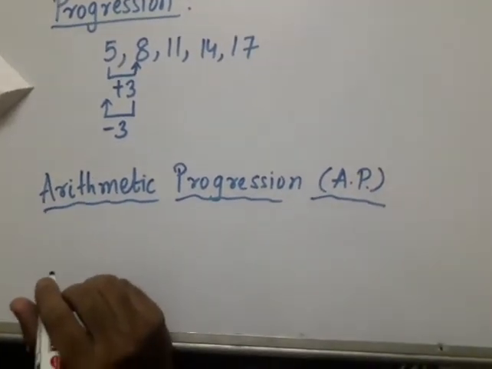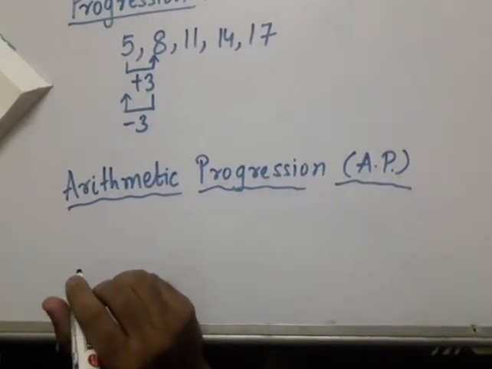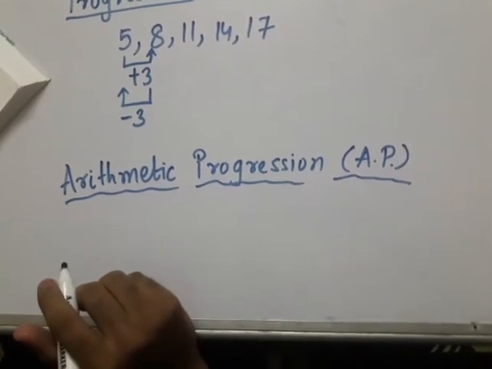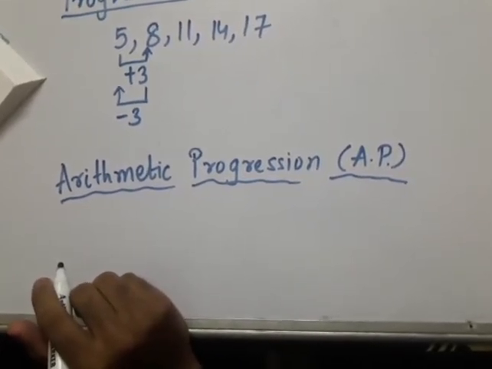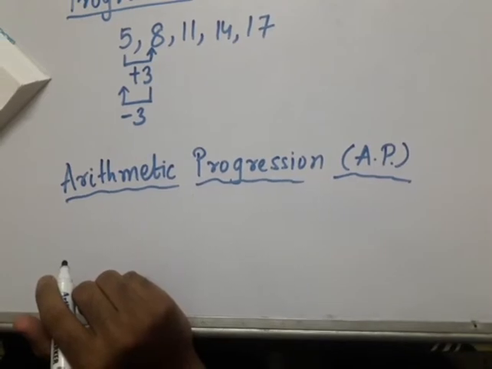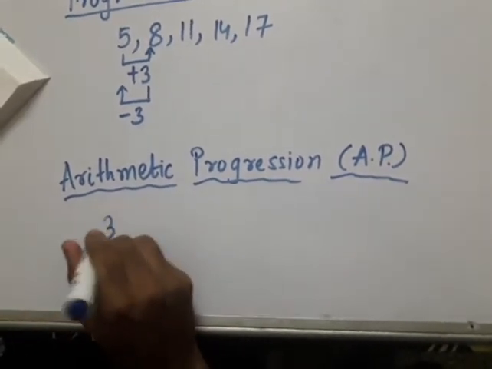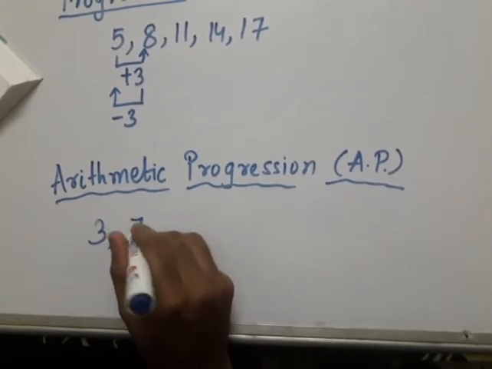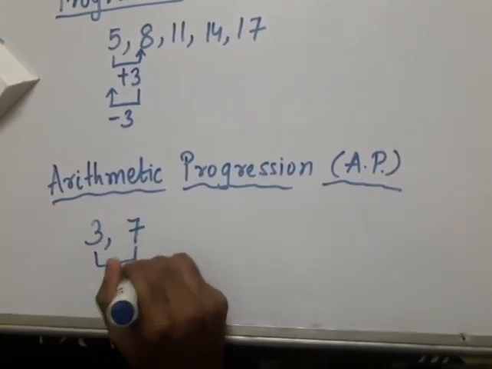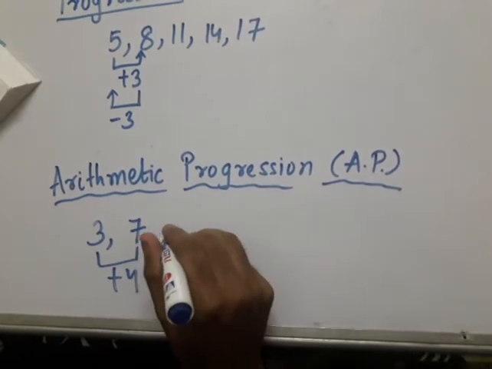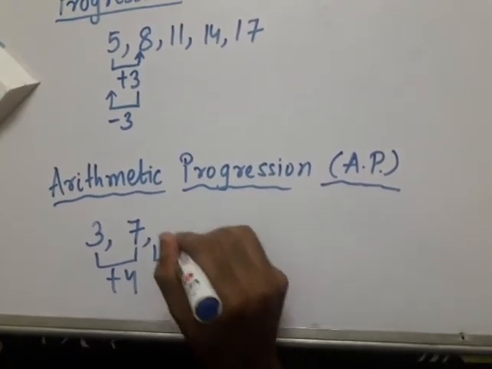An arithmetic progression is a sequence of numbers, or a series of numbers you can also say, in which each term can be obtained by adding a certain quantity to its preceding term. Suppose here is 3, we can add 4 and get 7. Then from 7 we can add plus 4, 11.